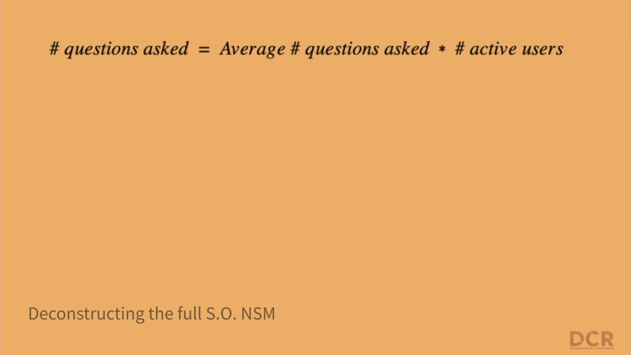So let's break this down mathematically. We could break it down where the number of questions asked is the average number of questions asked times the number of active users, where the average number of questions asked is the number of questions asked divided by active users.